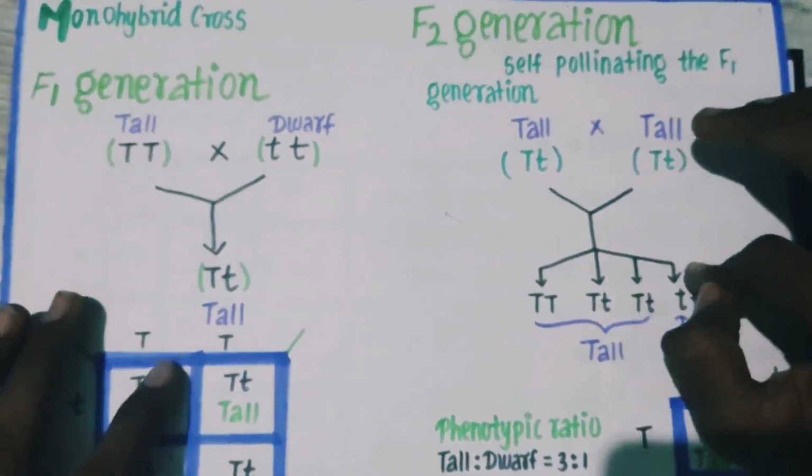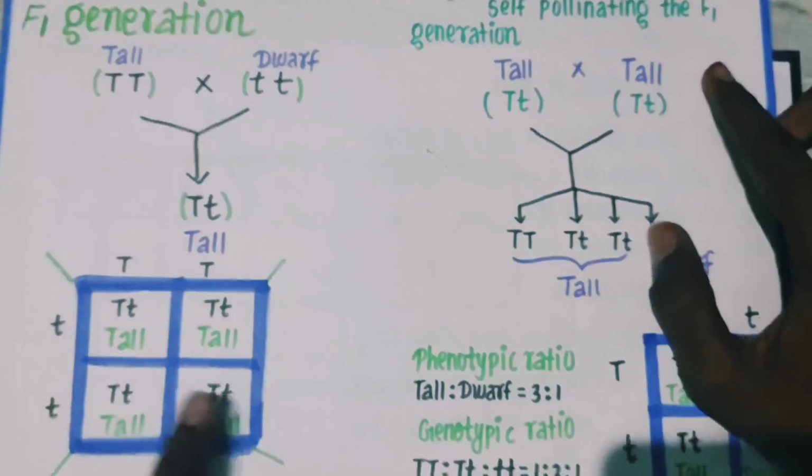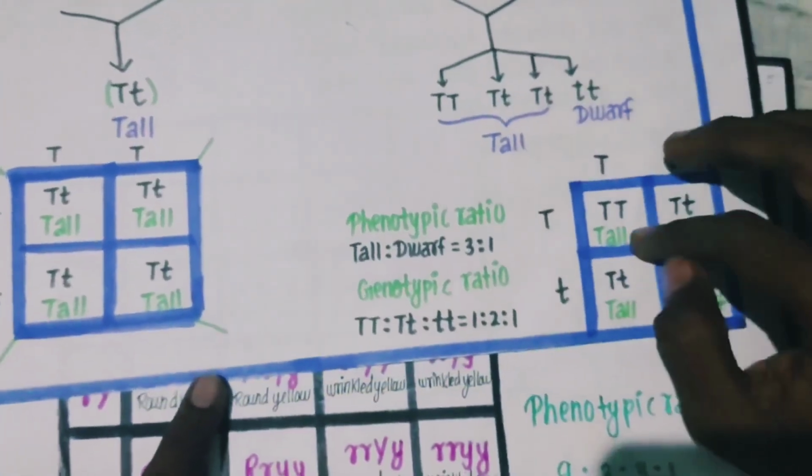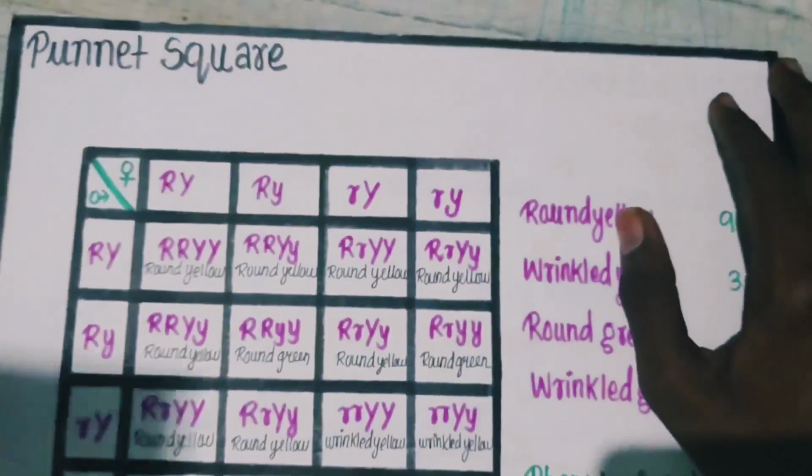Now in the F2 generation, what is the F2 generation? You have to self-pollinate this F1 generation. So what was the result? We were getting it like this, right? The phenotypic ratio was 3:1, and the genotypic ratio was 1:2:1. Now, what are the laws which have been given from this monohybrid cross?